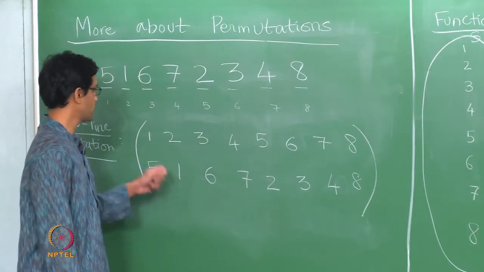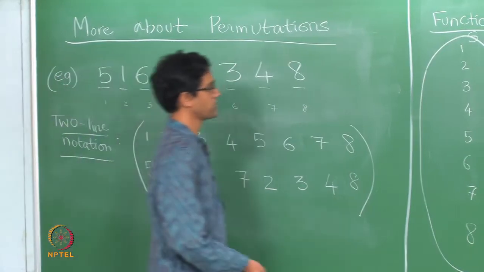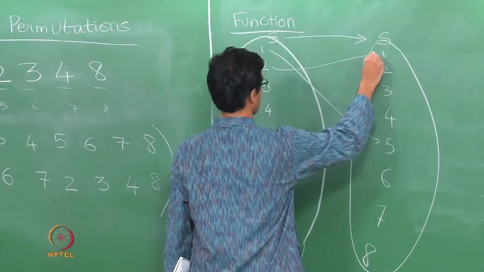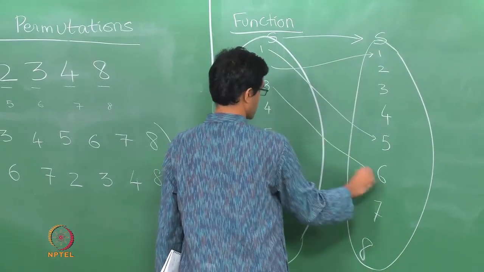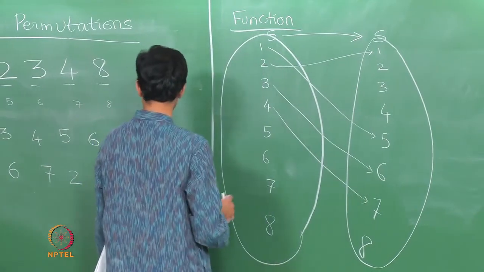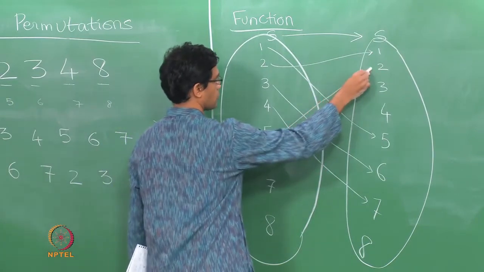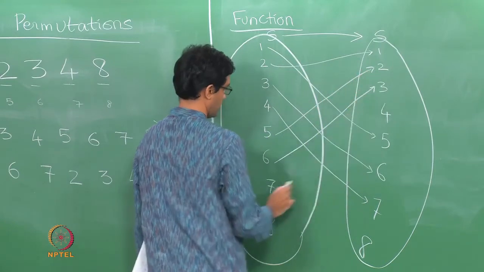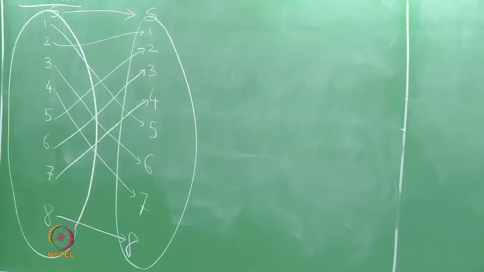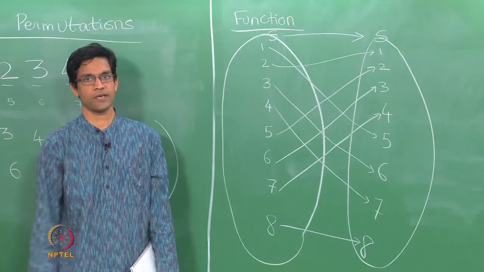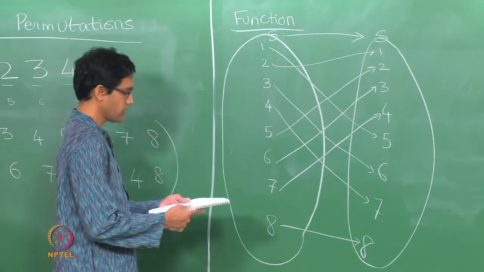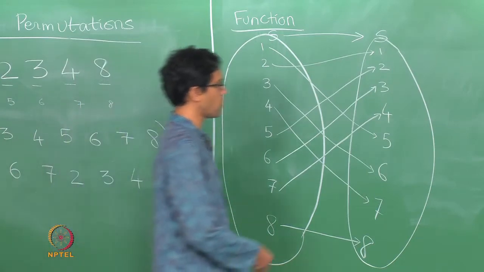So what we have is something which sends 1 to 5, 2 to 1. Let us write this out. This function sends 3 to 6, 4 to 7, 5 to 2, 6 goes to 3, 7 goes to 4 and 8 goes to itself. So this picture is another way of thinking of the same permutation. It is a function from the set 1 through 8 to itself, and further it has the nice property that it is a one-to-one and onto function.